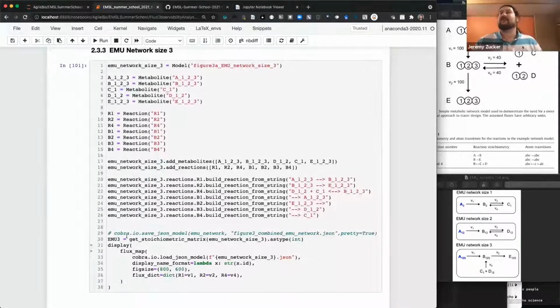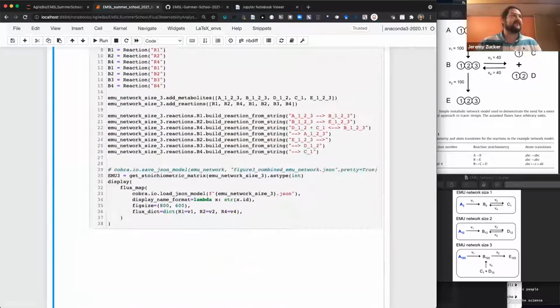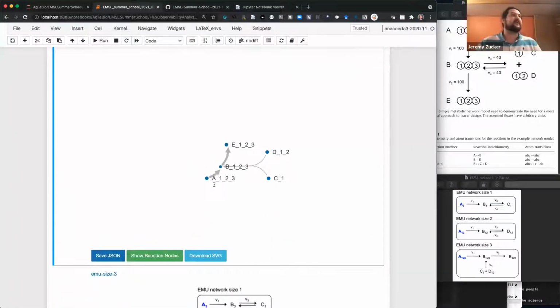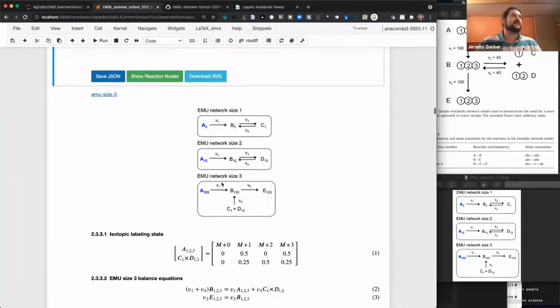Now let's see what happens when we go to size 3. So size 3 looks a little different. We've got E123 and A123, and D12 and C1 pointing into B123. So that's what this guy is right here.